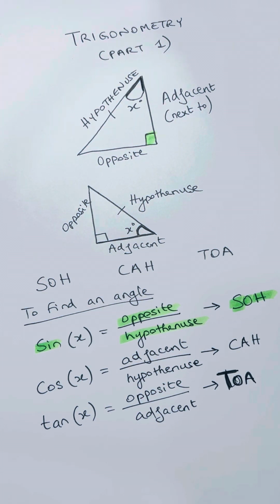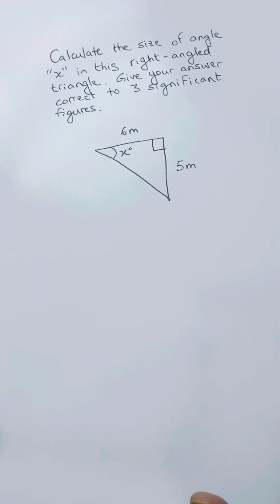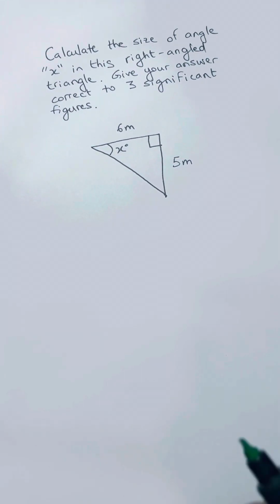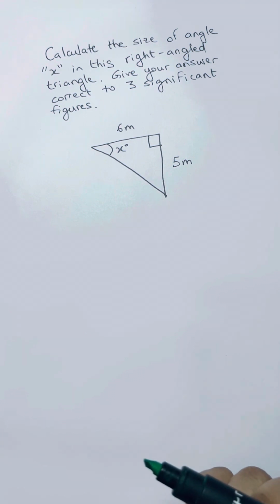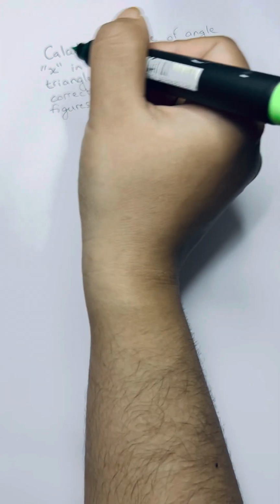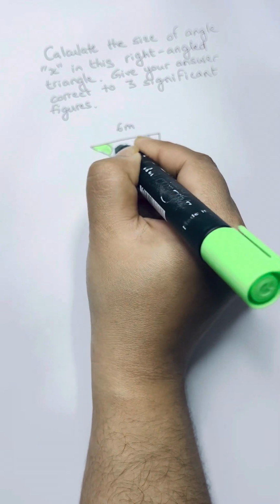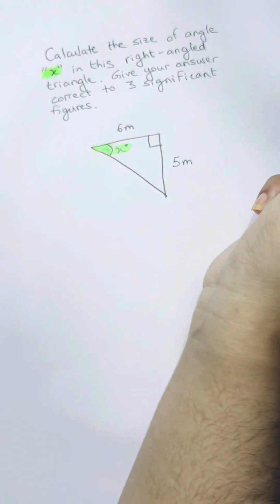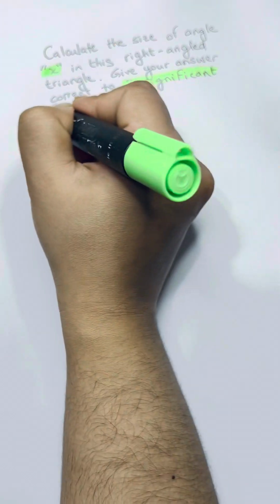All right, so now let's do a worked example to make sure that we understand how to do this. Here's an example. Calculate the size of an angle x in this right angle triangle. Give your answer correct to 3 significant figures. So we need to find this angle x, and give our answer correct to 3 significant figures.